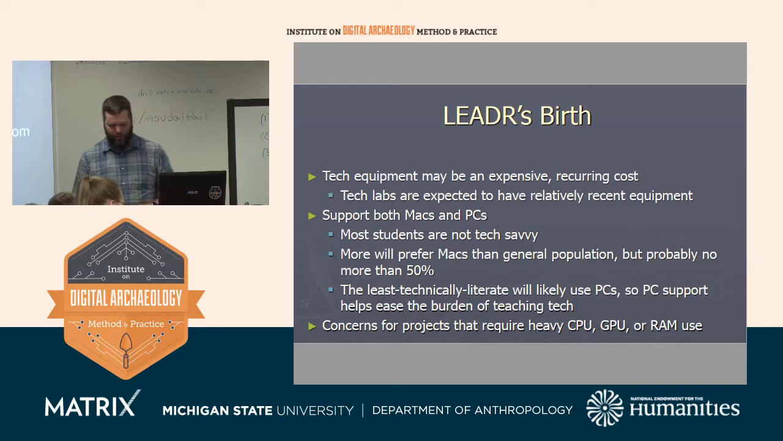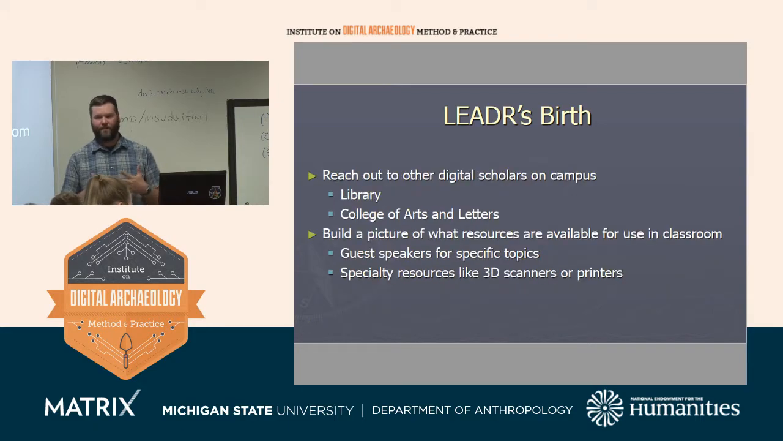When you're getting started, make sure to reach out to other areas on campus to develop a list of resources that are available for you to use in your lab when working with classes. So I've written down the library and the College of Arts and Letters, which are the two main resources that we pull from here. And Brandon can get a larger list of all the places that we can pull from here on campus, but these happen to be the two that we work with the most.